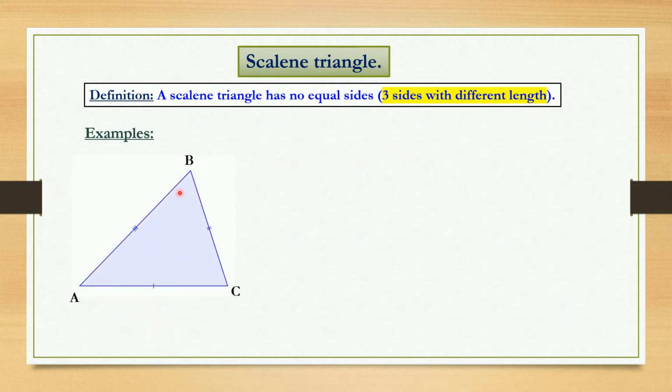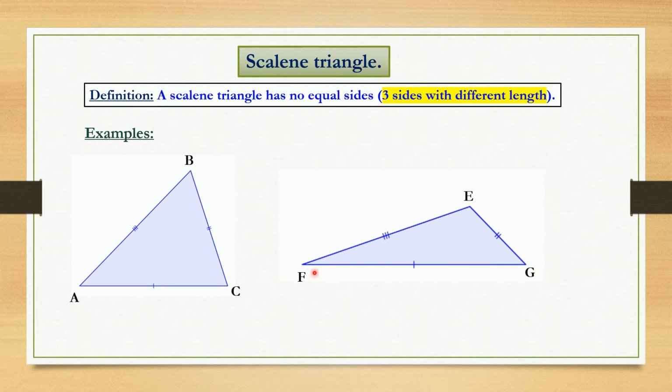Examples: in this figure we have a triangle ABC, and if you notice they placed on the three sides three different codes because the three sides have different length. That's why triangle ABC is a scalene triangle with three acute angles.